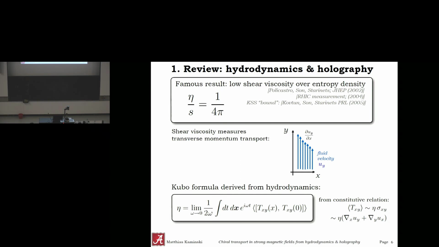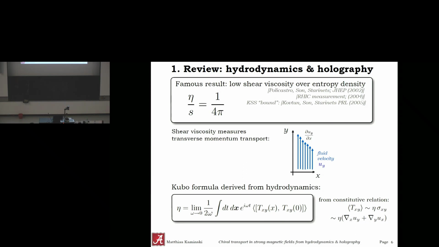The shear viscosity over entropy density ratio is very low, as is also believed to be seen in the RHIC measurements in 2004 after the prediction. Let me recall what shear viscosity really means. It's a momentum transport transverse to the direction of the flow.